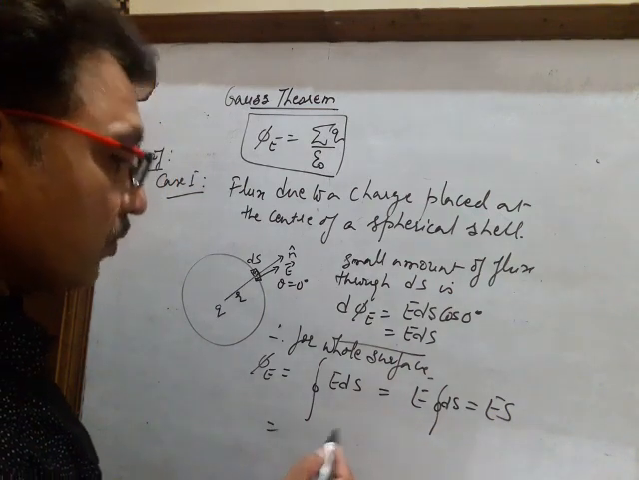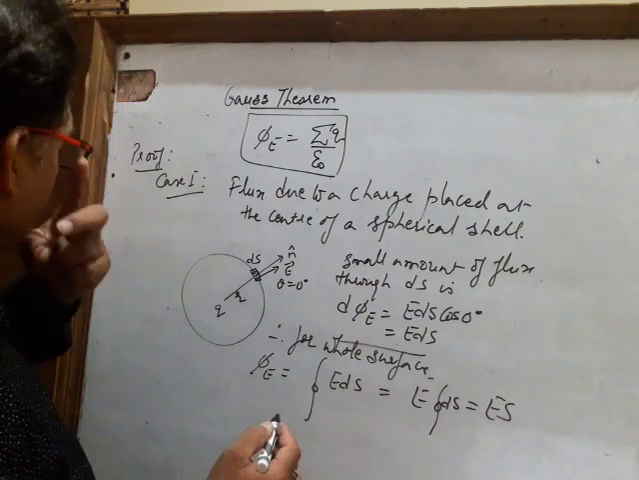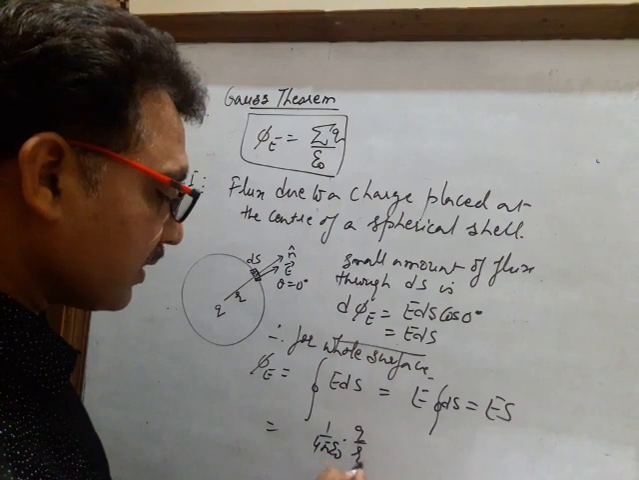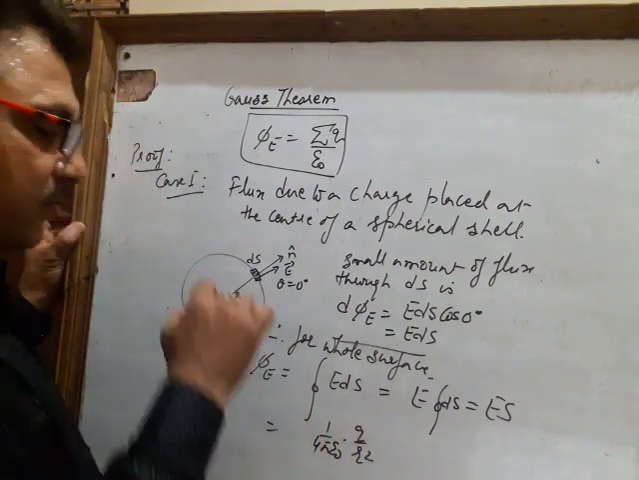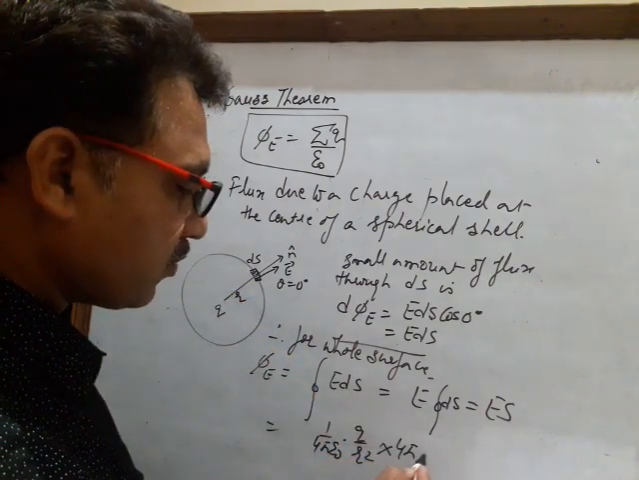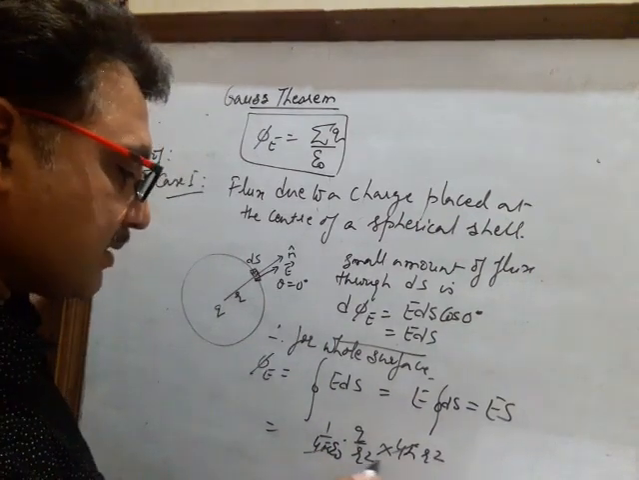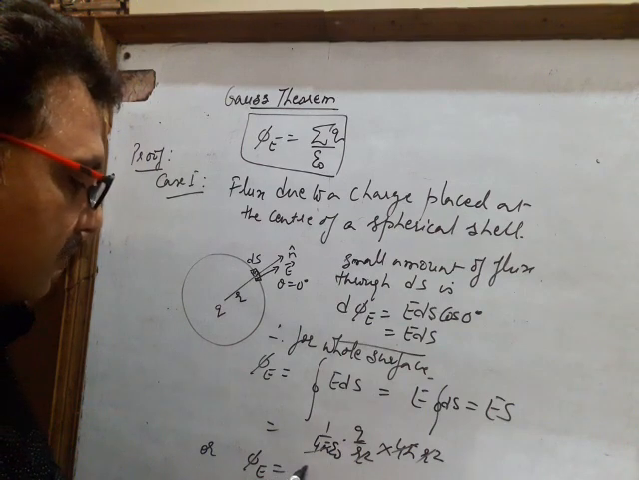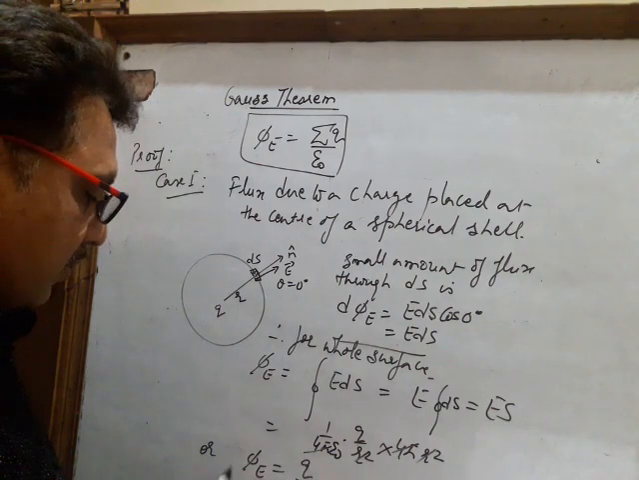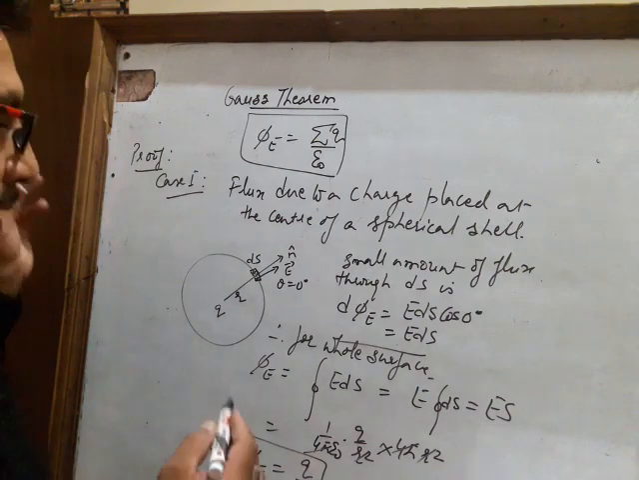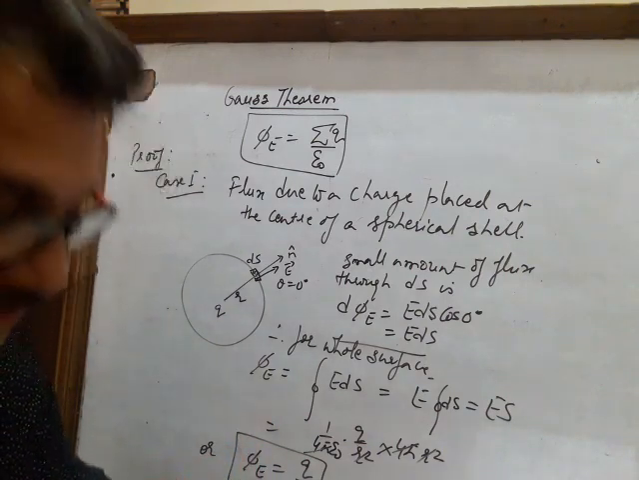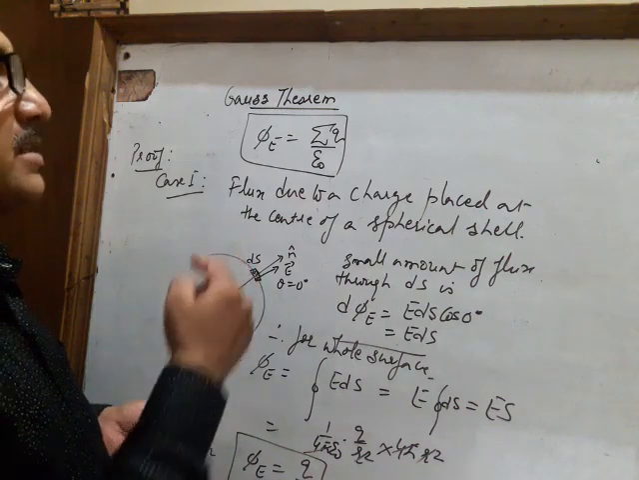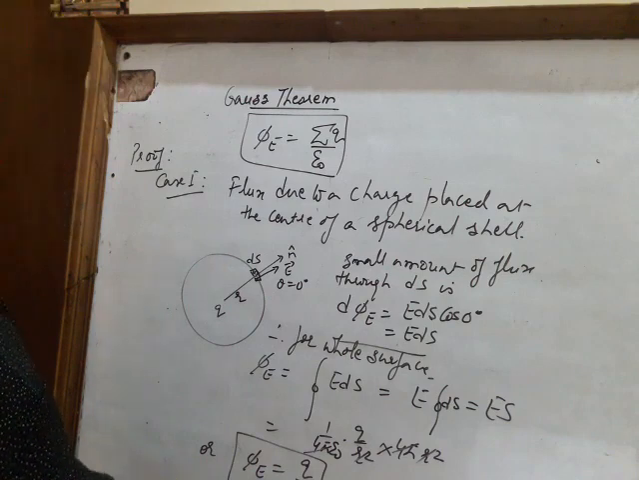So phi equal to, what is the value of E now? 1 by 4 pi epsilon naught q upon r square. This is the electric field. And what is S for the sphere? Surface area is 4 pi r square. So 4 pi cancels out, r square cancels out. Or you can say phi, you see, this is q upon epsilon naught, hence proved. This is the proof of Gauss theorem, and this is the first case I have taken, flux due to a charge placed at the center of a spherical shell.